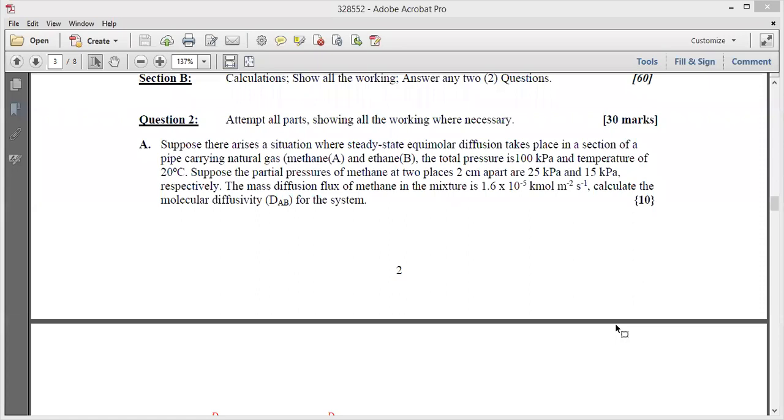Are you able to see the question? Yes, Doc. All right, okay. Can someone read it out? Anyone to read it out?